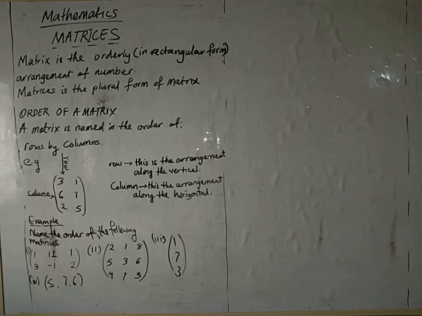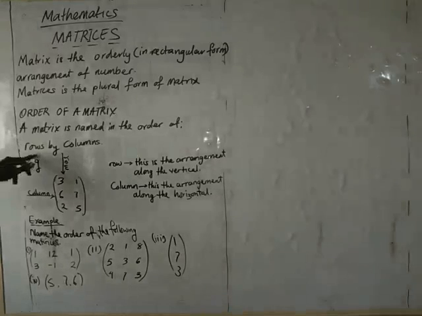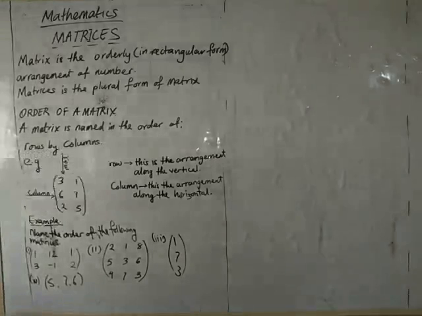Now, a matrix is described as the orderly arrangement of numbers, particularly or in most cases in a rectangular form. While matrices is the plural form of matrix. Now, order of a matrix. A matrix is named in the order of rows by columns.